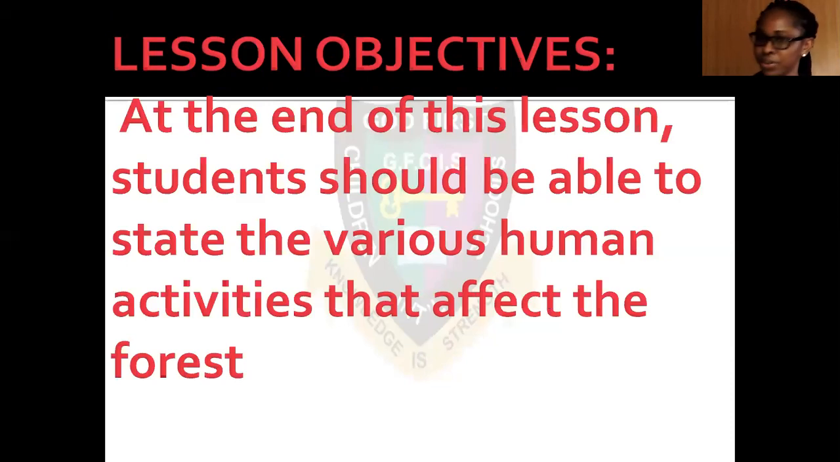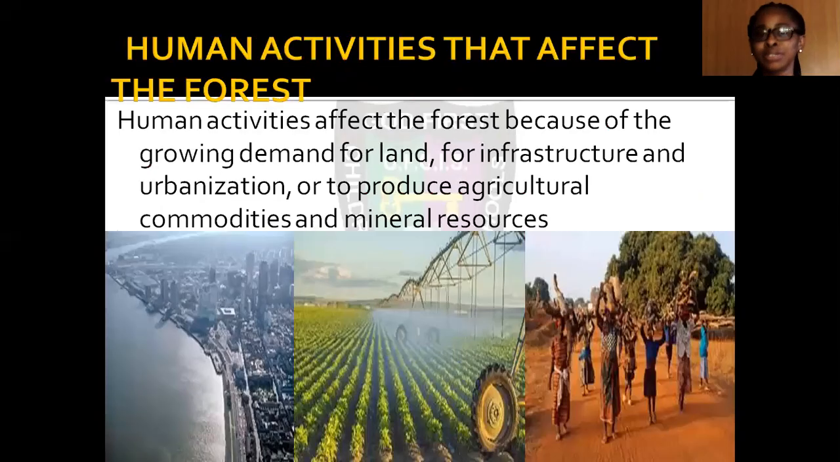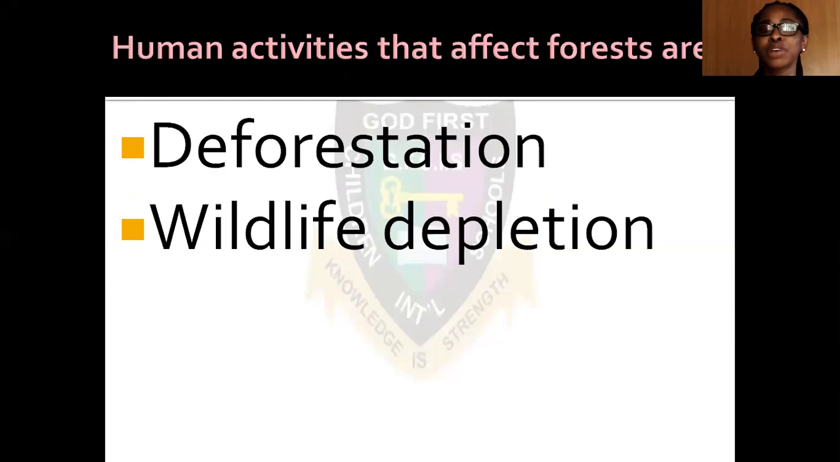affect the forest. Human activities affect the forest because of the growing demand for land, for infrastructure, and for modern facilities. Therefore, clearing the land to provide all these facilities. So, we want to discuss in details different human activities that affect the forest. One, we'll be discussing deforestation, and two, wildlife depletion.